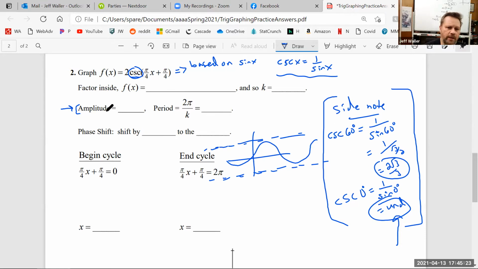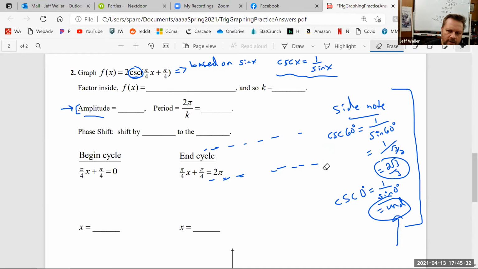All right, so why do I have amplitude down here then? Because the way you graph cosecant is to first graph sine, and then you can graph on top of that.